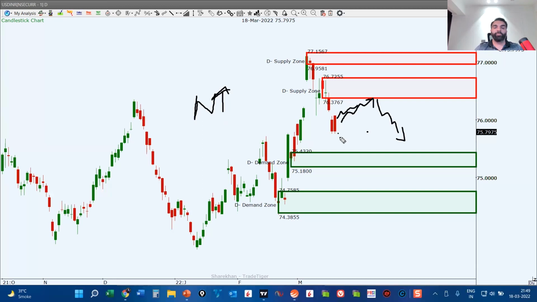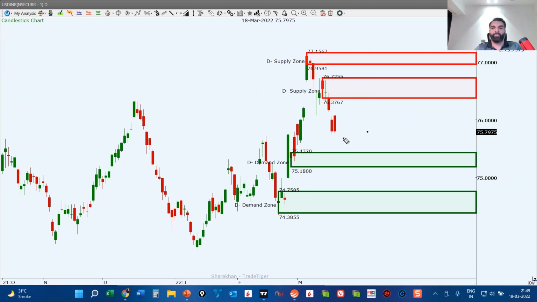All right. So let's see whether the USD INR moves down first, and if it continues to move down, Nifty and Bank Nifty will move up. And if the USD INR continues to move up and fills this area, then we might see the Nifty and the Bank Nifty moving further down.